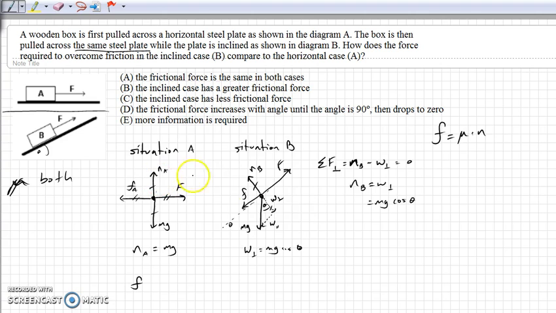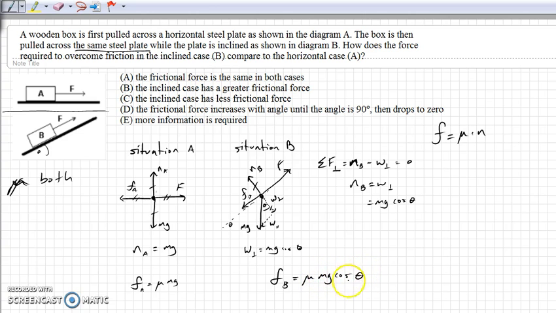What we're thinking about is that in situation A, let's call this friction A, and let's call this friction B. In situation A, you're going to have that coefficient of friction mu times the normal force, which in situation A is just going to be mg. So mu mg is going to be the frictional force. In situation B, however, the frictional force is going to be mu times normal force B, and normal force B is actually mg cosine of theta.